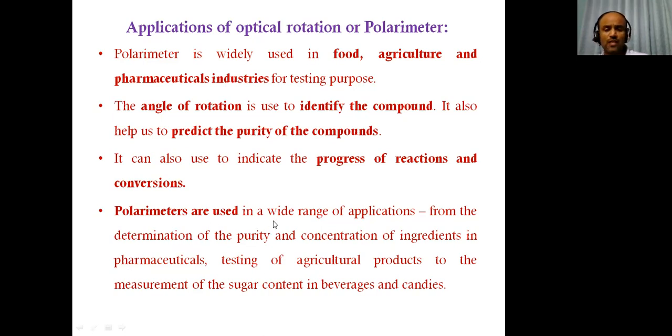Polarimeters are used in a wide range of applications, from the determination of purity and concentration of ingredients in pharmaceutical testing of agricultural products to the measurement of sugar content in beverages and candies. Particularly, polarimeter is very commonly used in the sugar industry to measure the purity of the sugar formed during the process.